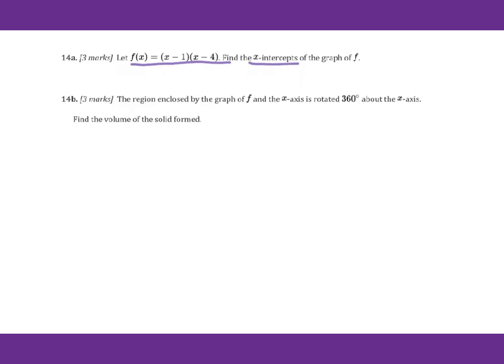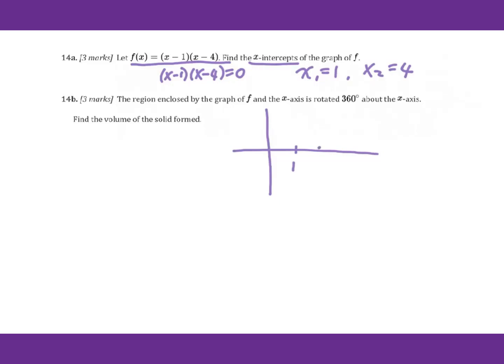For number 14, let f of x equals x minus 1 times x minus 4. Find the x-intercepts. We set up x minus 1 times x minus 4 equals 0, so x1 equals 1 and x2 equals 4. The region is enclosed by the graph of f and the x-axis. We see this is 1 and this is 4. Just sketch the graph, and we know the graph opens up like this. So the region enclosed by the graph and the x-axis will be this part.